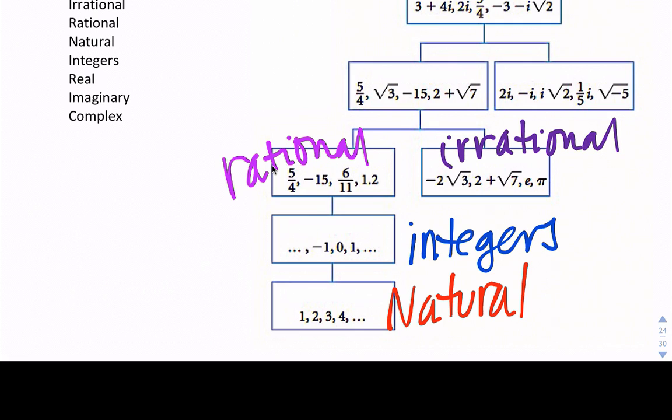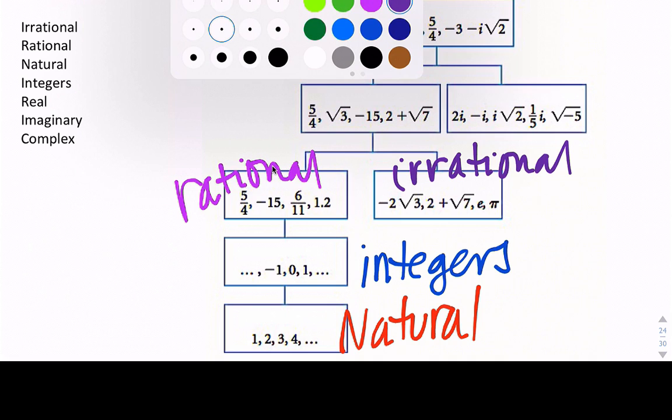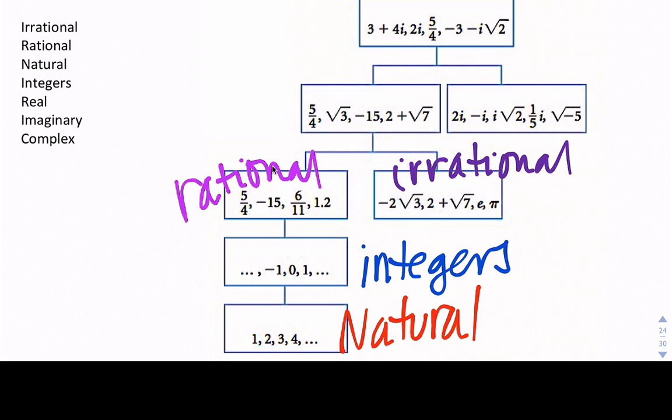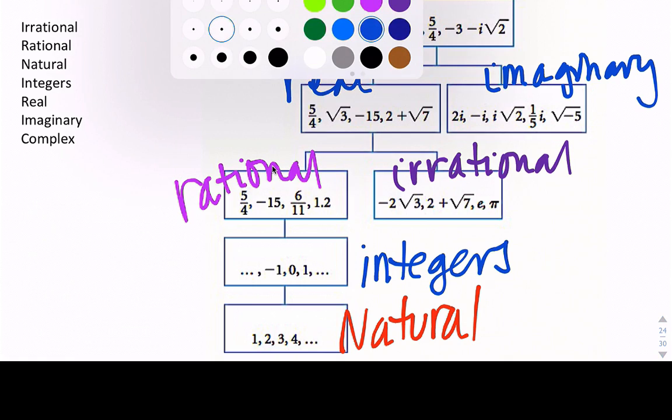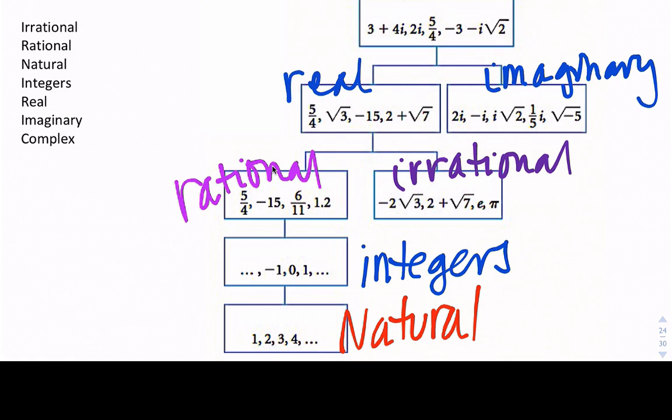And then we get into the real and imaginary. So we have real numbers. Real numbers can be rational or irrational, so these are real. But then if they have an i in it, these are called imaginary numbers. And then if it has a real and imaginary part, these are complex numbers.